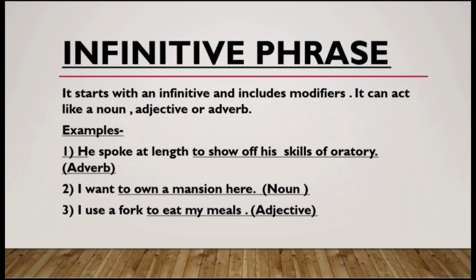Next example is I want to own a mansion here. So to own a mansion, right, is acting as a noun. I use a fork to eat my meals. So what do you use to eat your meals? A fork. So it is describing the meals. Whose meals? My meals. So that's an adjective.